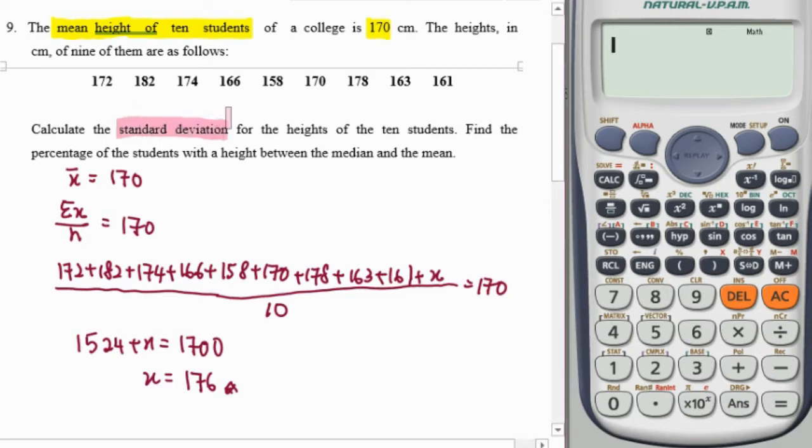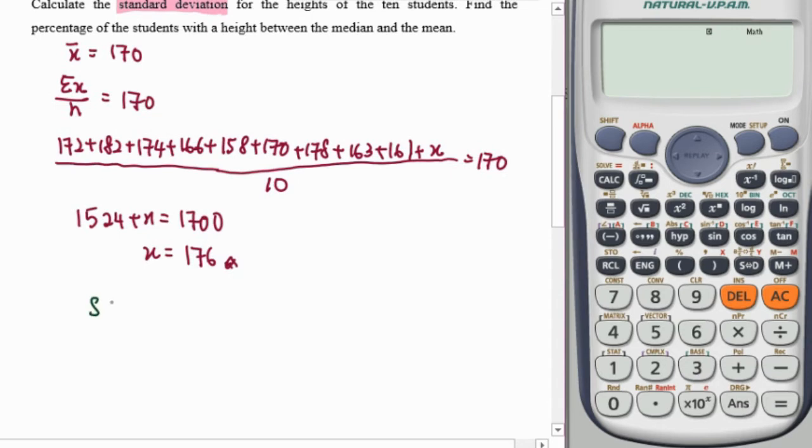So from here, we are going to find out what is our standard deviation for these 10 students. For standard deviation, the formula will be square root of 1 over n minus 1. In the bracket, we need to find sum of the data square minus sum of the data, everything only square, over the number of the data. So from here, we can use our calculator to help us to sum all the data.